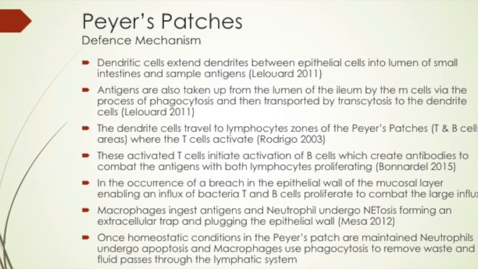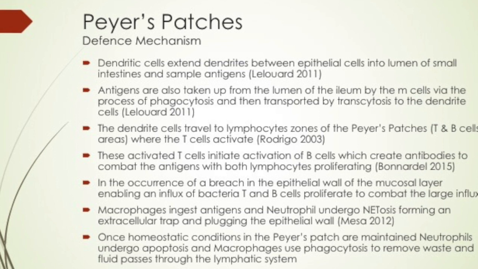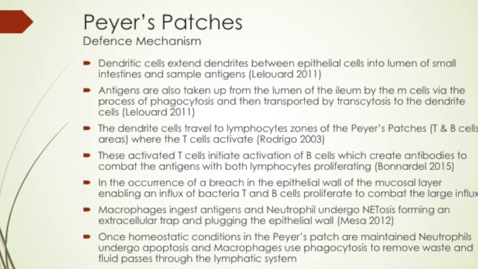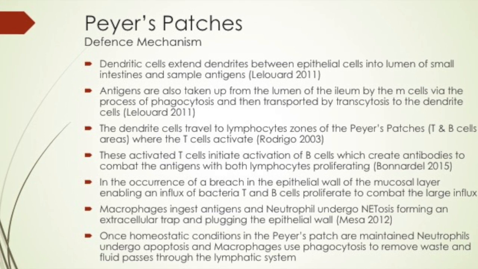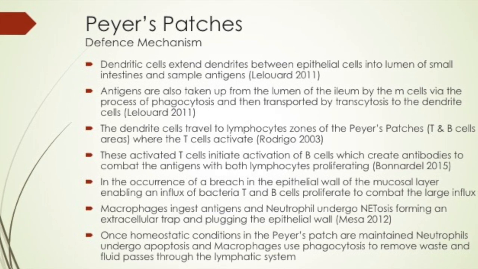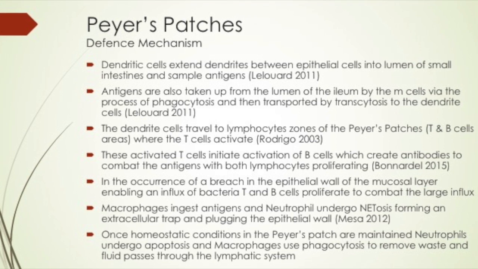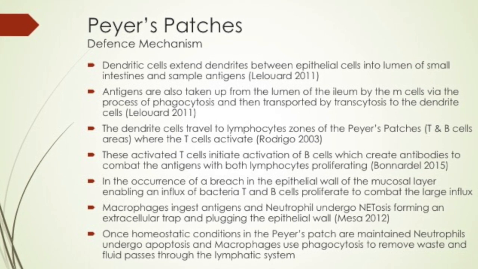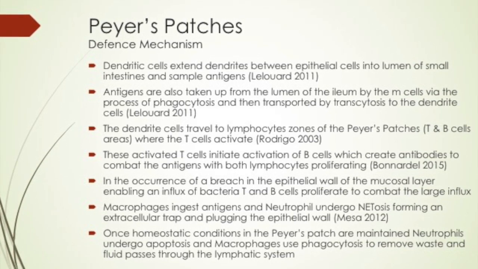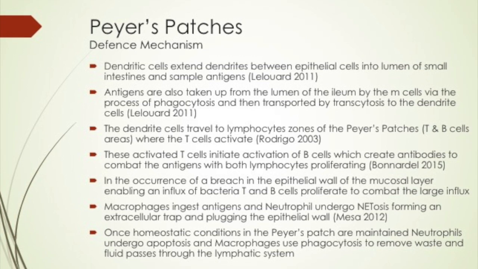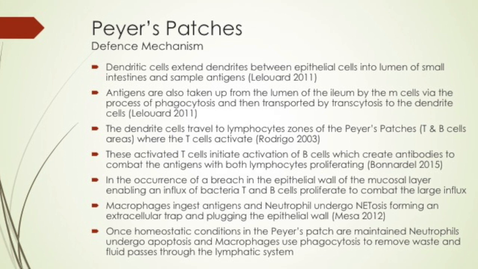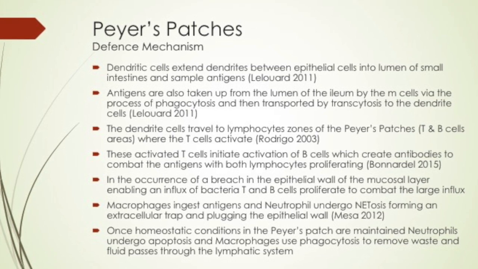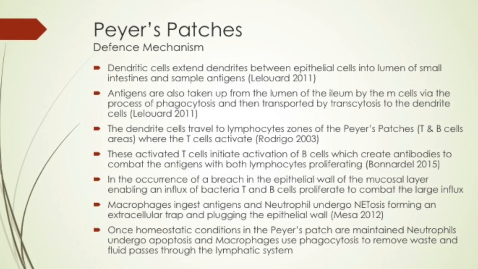antigens. Dendritic cells often sample the lumen of the ileum by using their dendrites to penetrate between epithelial cells. M cells also assist in sampling by phagocytosis of antigens and transcytosis to dendrites. The dendritic cells carrying the antigens travel to the lymphocyte zones of the Peyer's patches, where the T cells activate. These activated T cells initiate activation of B cells, which create antibodies to combat the antigens, with both lymphocytes proliferating.